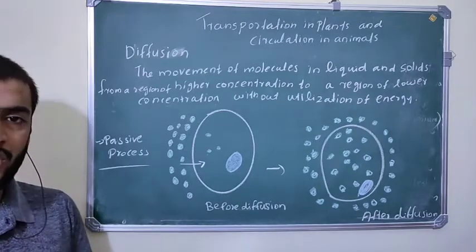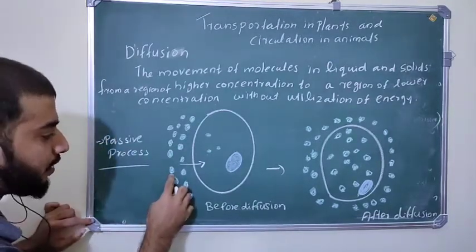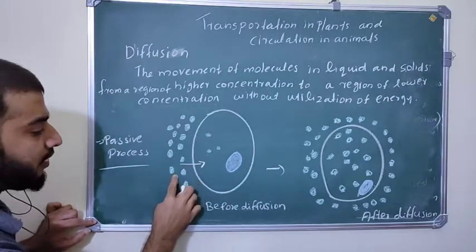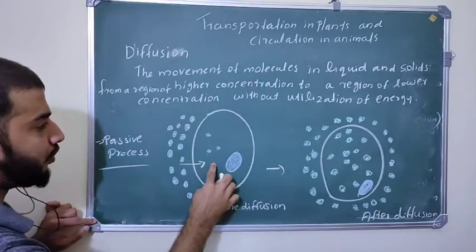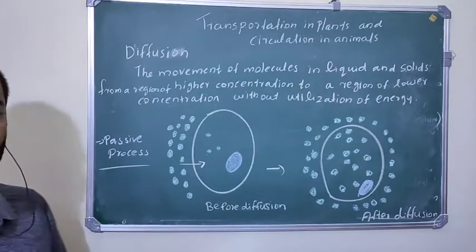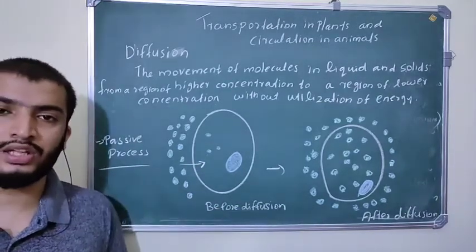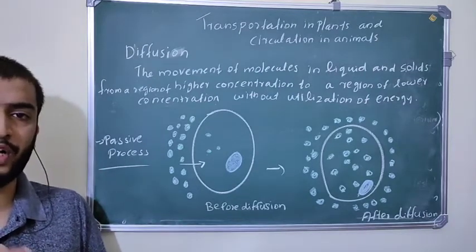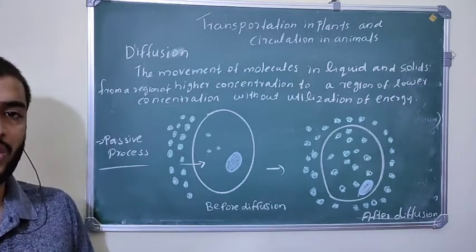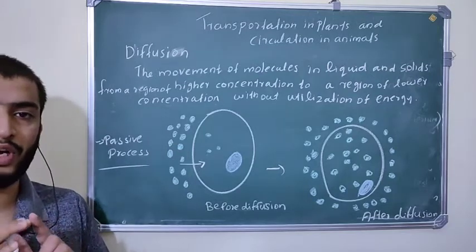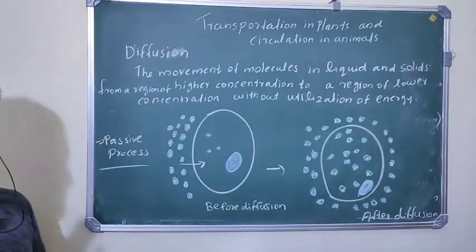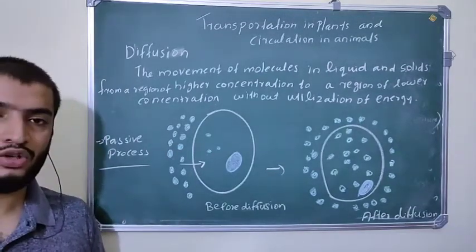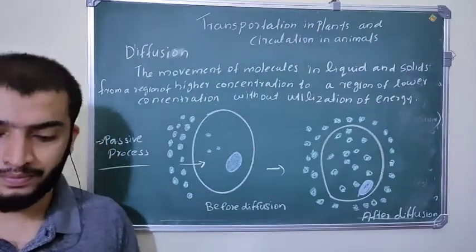So what is diffusion? Movement of molecules from a region of higher concentration to a region of lower concentration without utilization of energy is called diffusion. Molecules are transported in plants in and out of the cell by diffusion without utilizing energy. So diffusion is a passive process. Clear about diffusion?